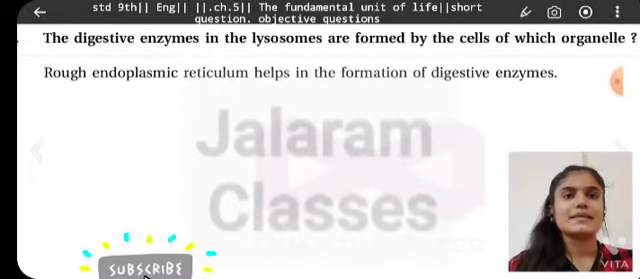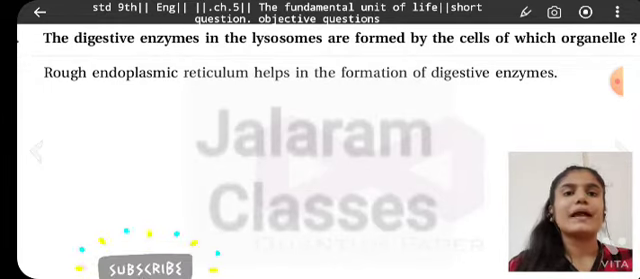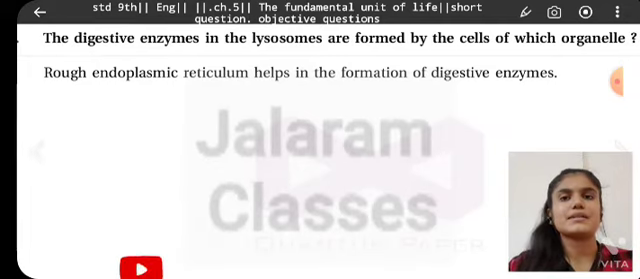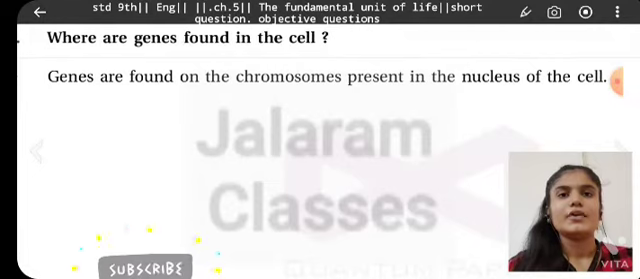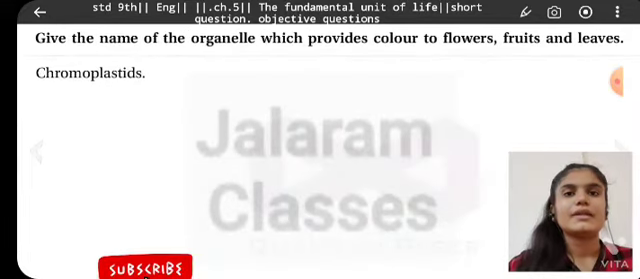The digestive enzymes in the lysosomes are formed by the cells of which organelle? Rough endoplasmic reticulum helps in the formation of digestive enzymes. Where are genes found in the cells? Genes are found on the chromosomes present in the nucleus of the cell. Give the name of the organelle which provides color to flowers, fruits and leaves.